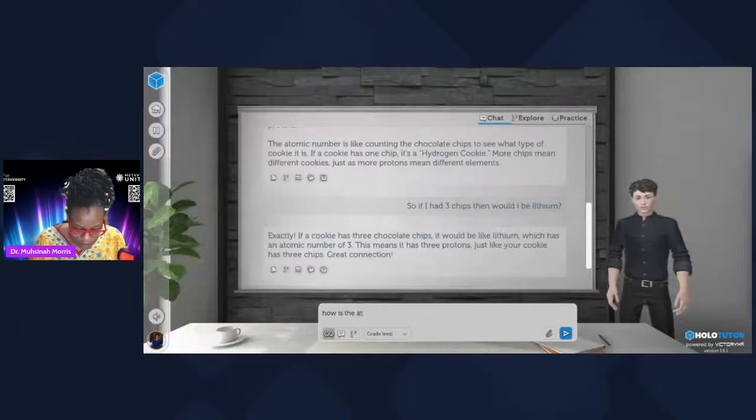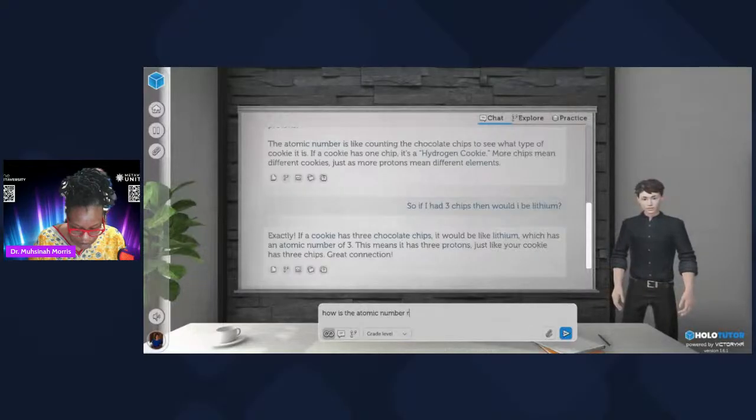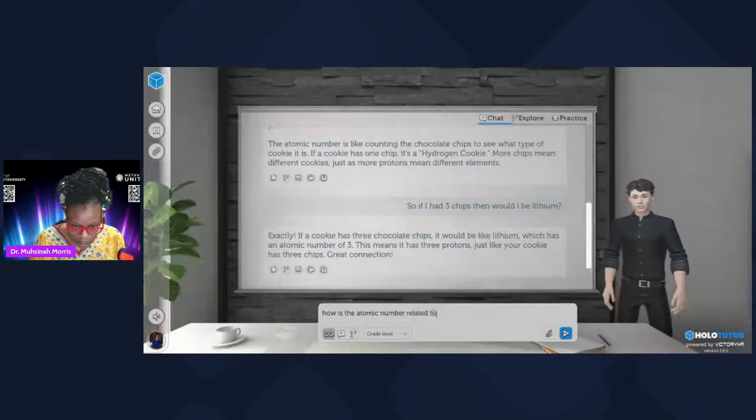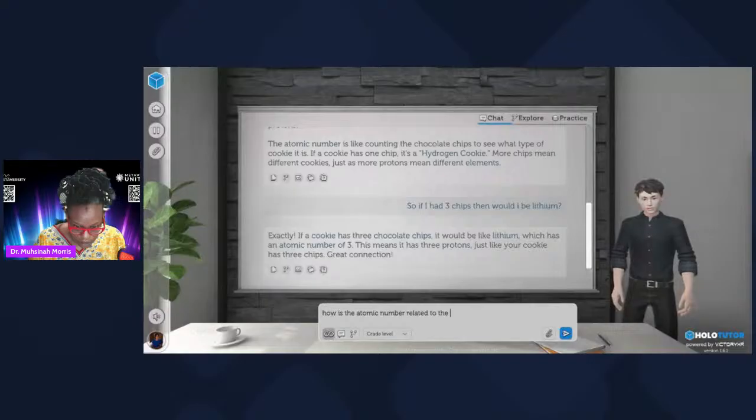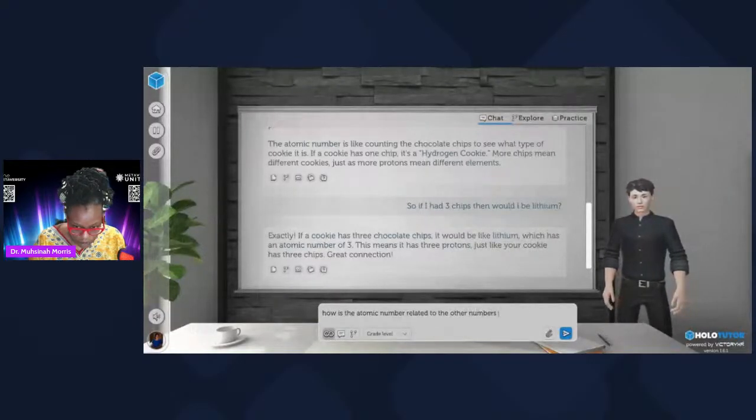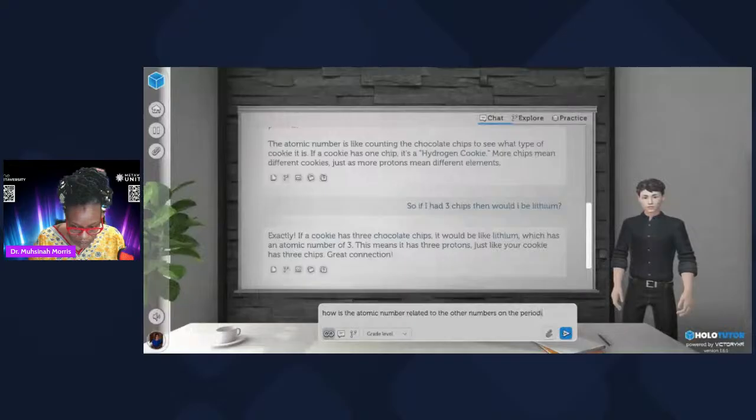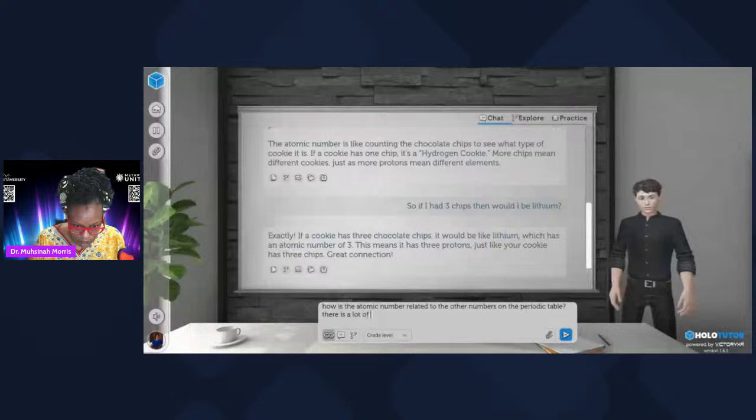How is the atomic number related to the other numbers on the periodic table? There is a lot of numbers.